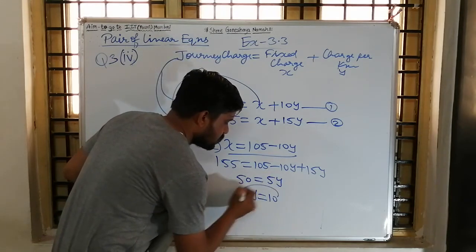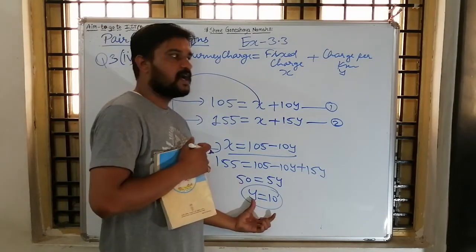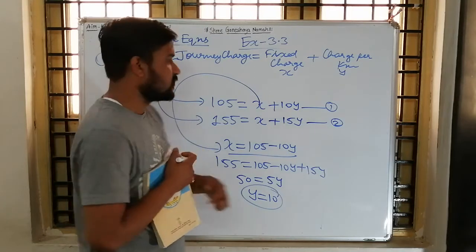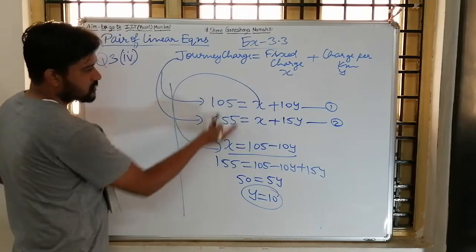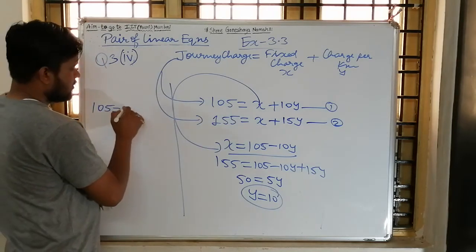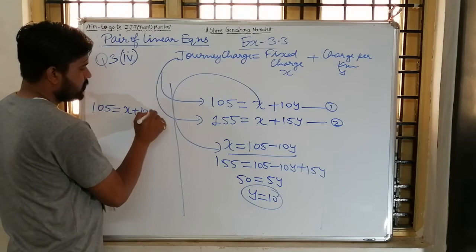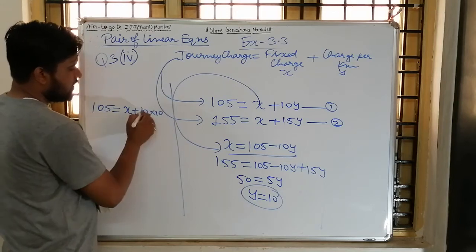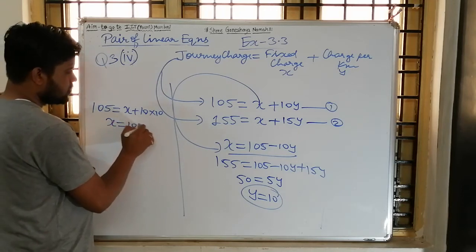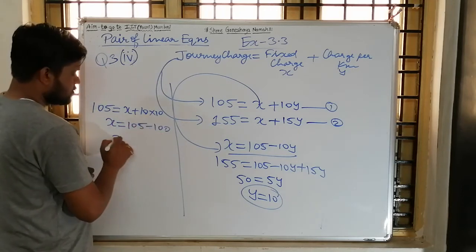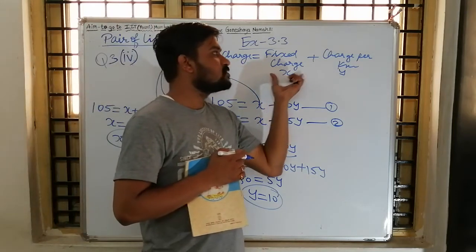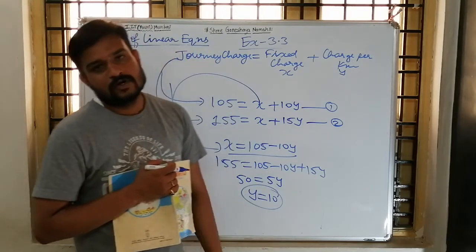Y is equal to 10. Now you got the value of y. Now you can place this value of y in any one equation, and you will get the value of x. Okay? For example, I put it in the first equation: 105, which is equal to x plus 10 into 10. Okay? In place of y I have to put 10. So x is equal to what? 105 minus 100. So x is equal to 5 rupees. So you got the fixed charge as 5 rupees and the charge per kilometer as 10 rupees.